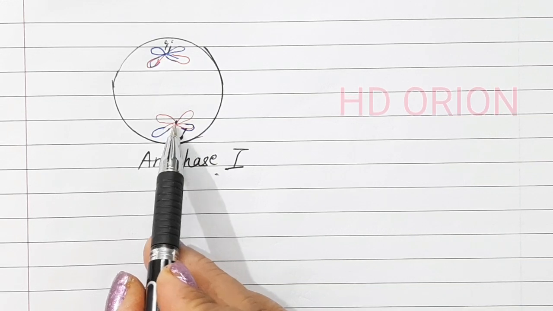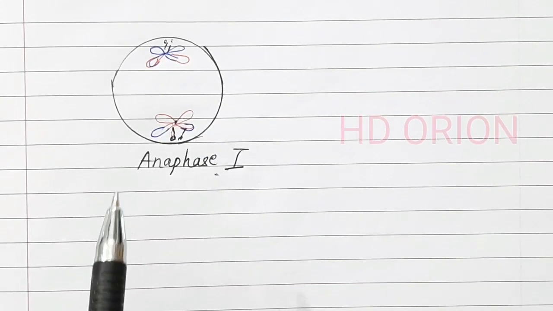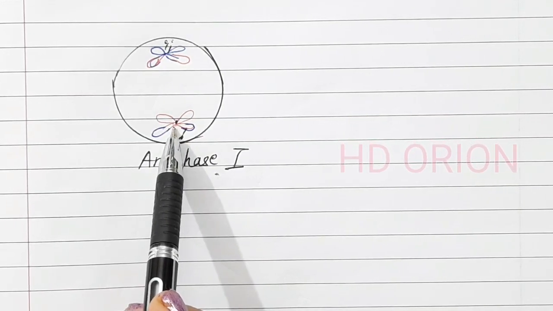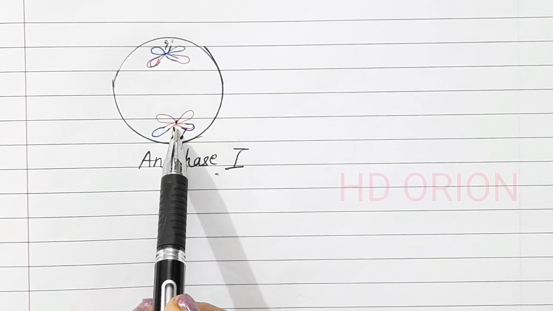In mitosis, the splitting takes place and therefore the daughter chromatids are formed. But here in this case, there is no splitting of the centromere, and therefore what we see is that we started with two chromosomes and now only one chromosome is there at the pole.